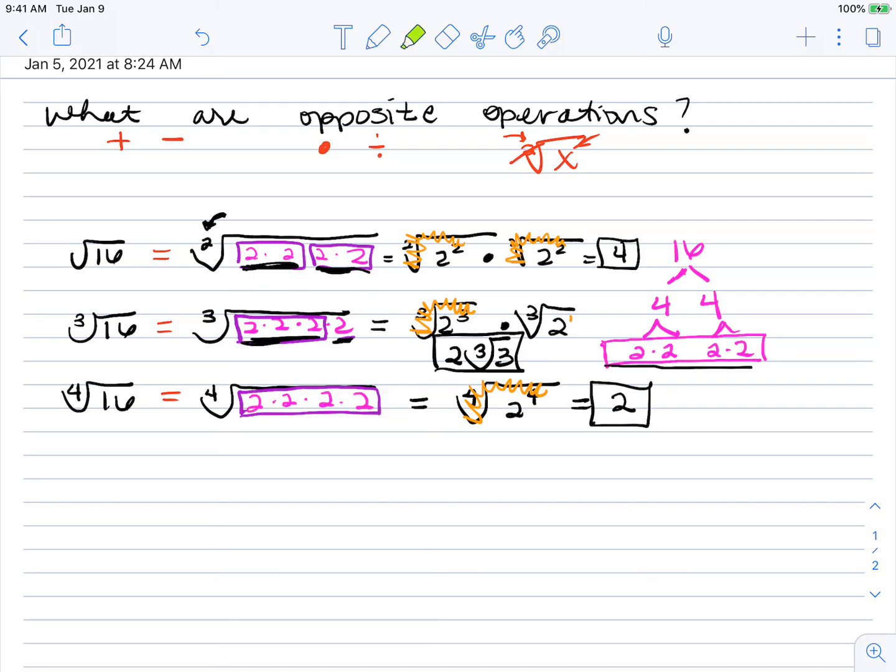So my index makes it so that my answers are different each time, because the way that I had to get things to cancel was different each time.